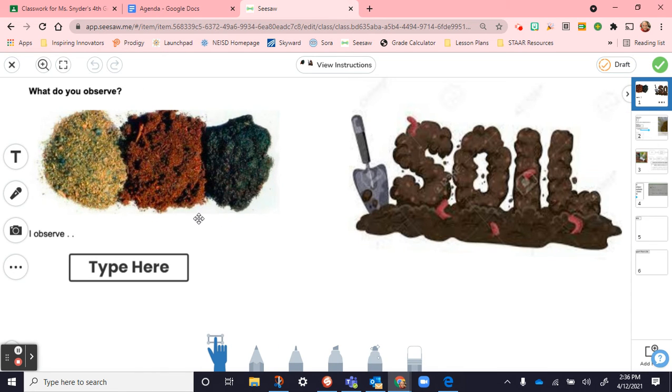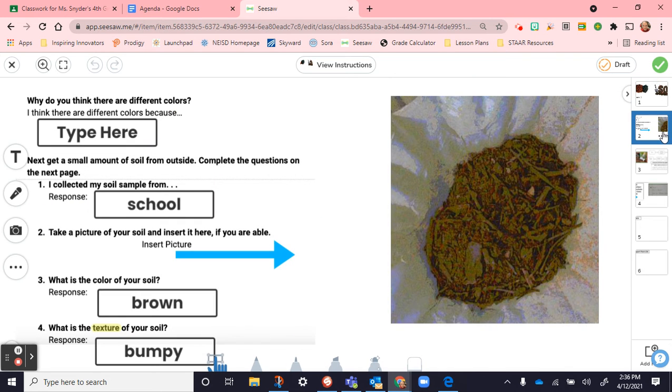All right, so we first started off just looking at the soil in this image here. These are 3 different types of soil. When we observe, we use our eyes. Just looking at this, go ahead and type right here, what are some observations that you make? What do you see? What do you notice? We talked about that.